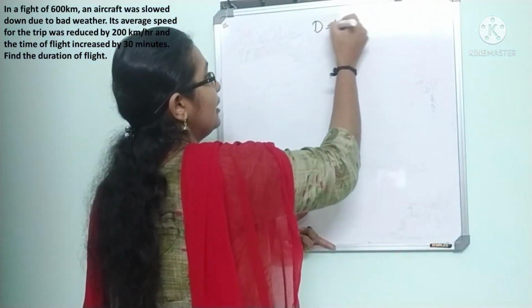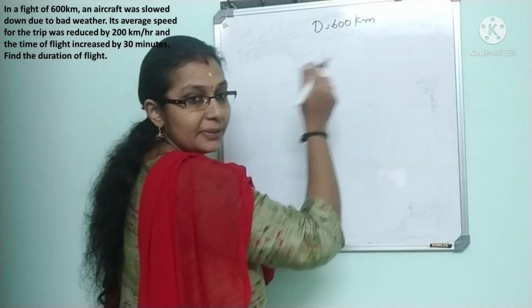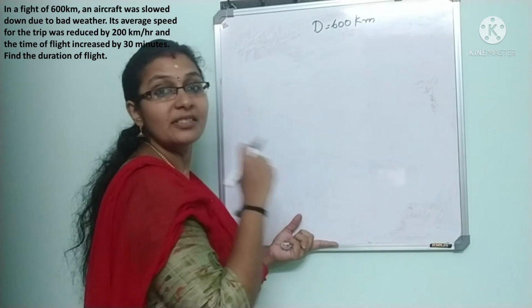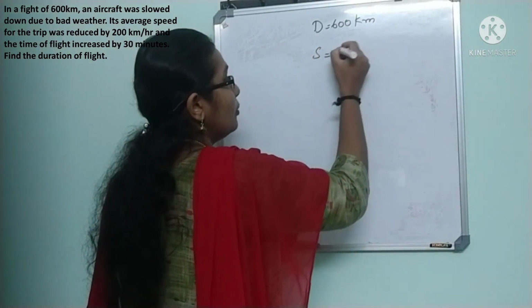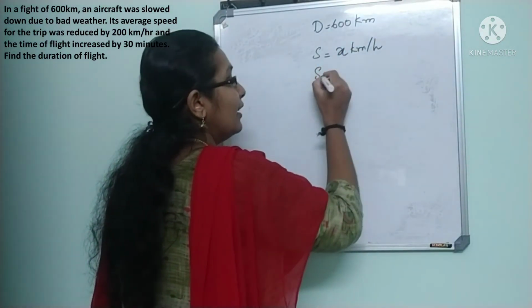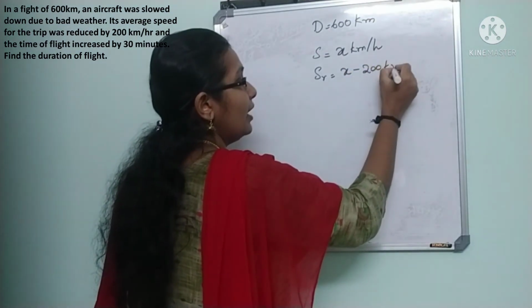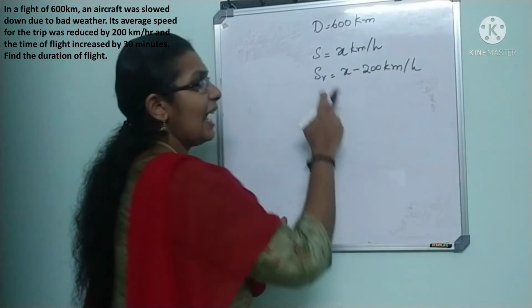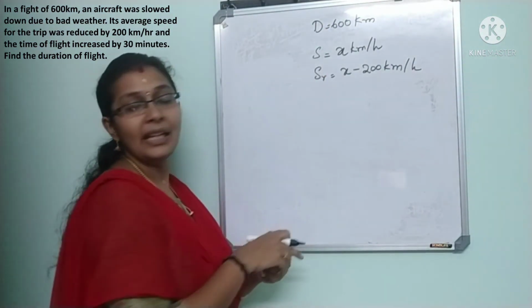Distance is 600 km. And the speed for the trip was reduced by 200 km per hour. So let us consider the original speed to be x km per hour. Now the reduced speed is x minus 200 km per hour. Clear? They haven't given us any original speed, so let us consider it to be x kilometers per hour.